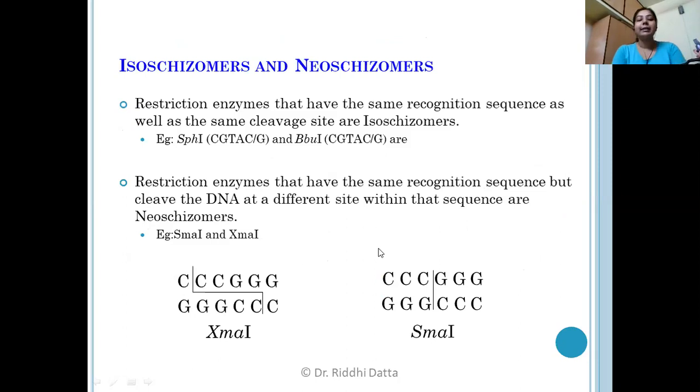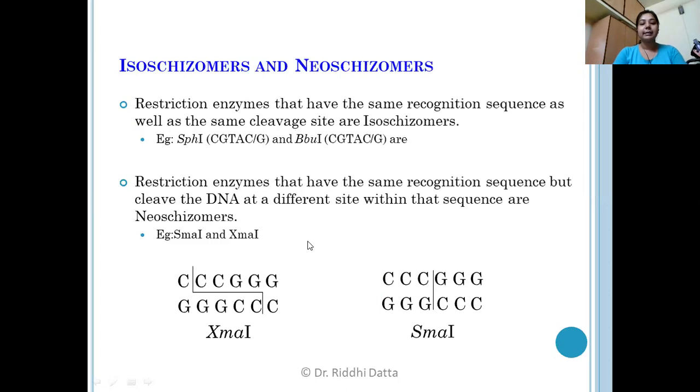Next, having understood all details of restriction enzymes, we will come across these two terminologies: isoschizomers and neoschizomers. So what are isoschizomers? Isoschizomers are just like isomers. These are basically restriction enzymes that have the same cleavage site and same recognition site. So for example, SPH1 and BBU1 have the same restriction site. That means they have the same recognition sequence and same cleavage pattern. So they are called isoschizomers.